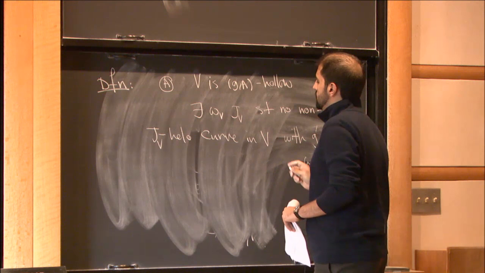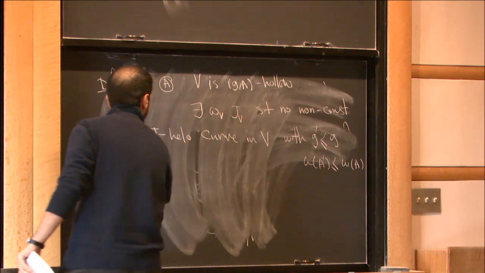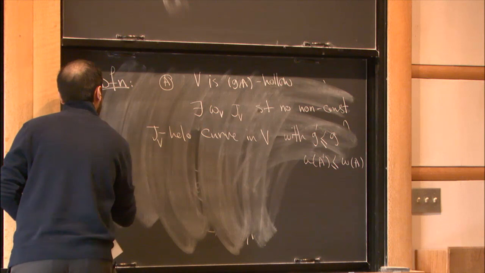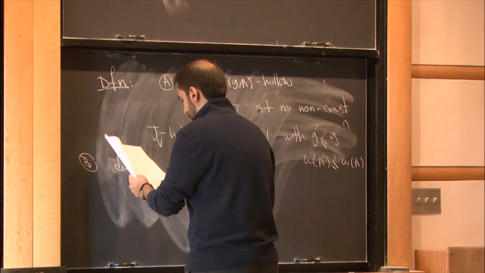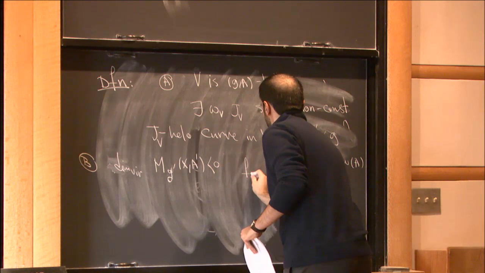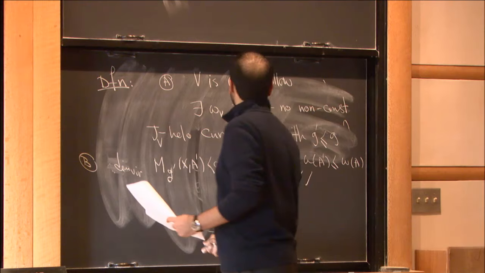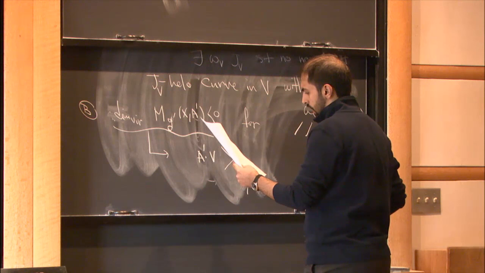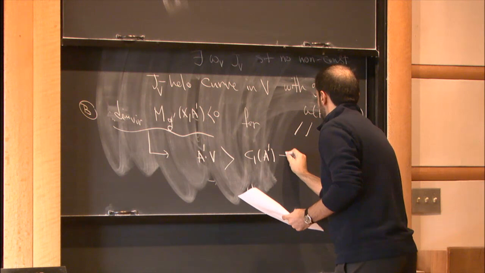That's one definition. Another version of this definition is the following, which is easier to work with. We say V is (g,A)-hollow if the virtual dimension of the moduli spaces M_{g',k}(X, A') is negative for all such g prime and A prime. So this is easy to describe. That happens only if A prime dot V is bigger than the first Chern class of X applied to A prime plus n minus 4. This is a numerical condition which can be checked easily.